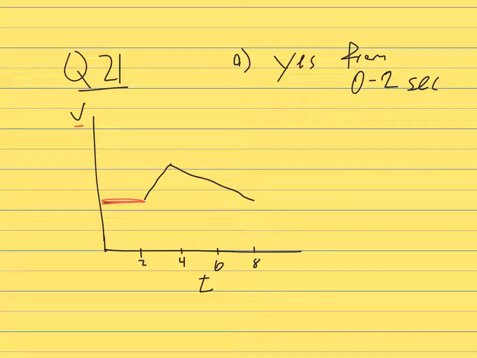During which time interval shown does the object have the greatest acceleration? Recall that for a velocity-time graph, acceleration equals the slope. So where is the slope the greatest? That would be from 2 to 4 seconds. That segment has the greatest slope and therefore the greatest acceleration.